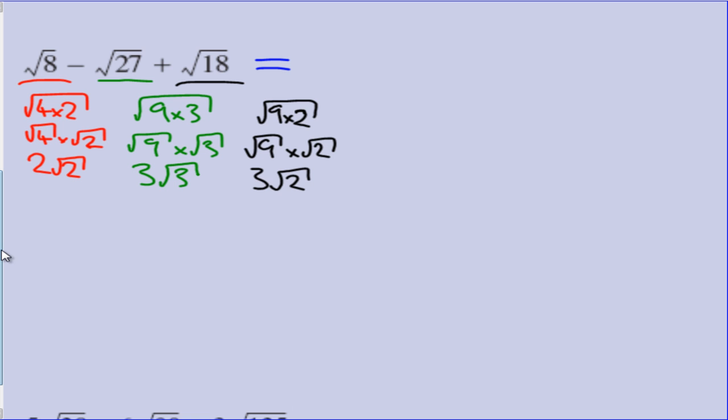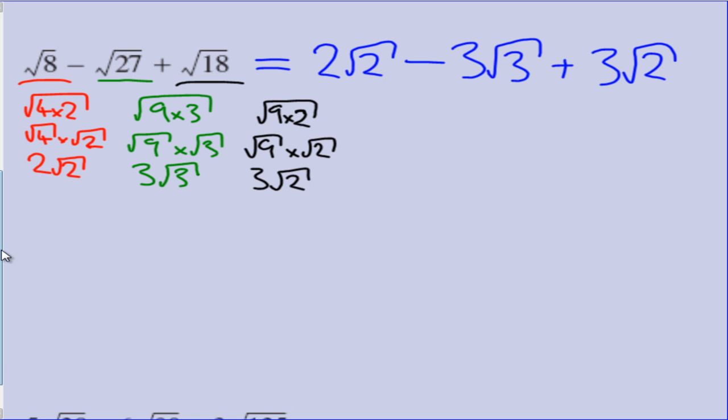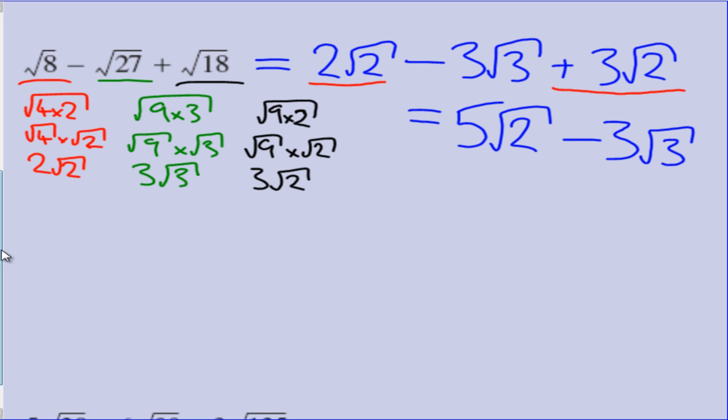Alright, let's rewrite this in terms of the simplified form. So instead of the square root of 8, we have 2 root 2. Then a minus sign. Instead of square root of 27, we have 3 root 3. Then a plus sign. And instead of the square root of 18, we have 3 root 2. Now we have some like terms that we can add together, but not all of them. We've got a couple of square root of 2's and the lone square root of 3 there. So if we have 2 root 2's plus, remember the symbol before goes with it, another 3 root 2's, we have 5 of those root 2's with the need to subtract 3 root 3 from the end.